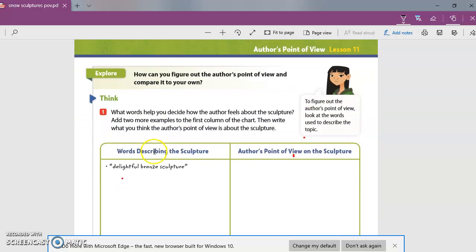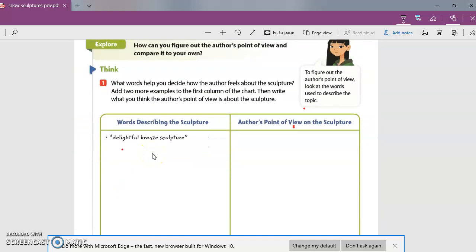So let's take a look at this chart. As we read, we're going to be thinking about the words that describe sculptures, and that's going to help us think about that author's point of view. Like I said before, I want you to think, was the word positive or was it a little bit negative? And then that can help us think of a more describing word from that type of thinking.